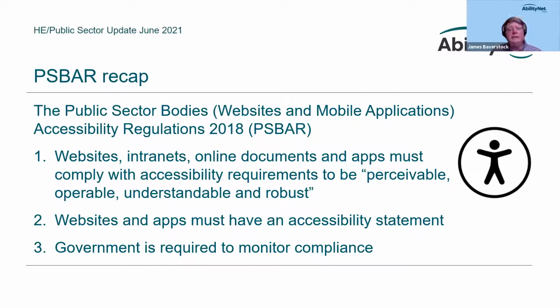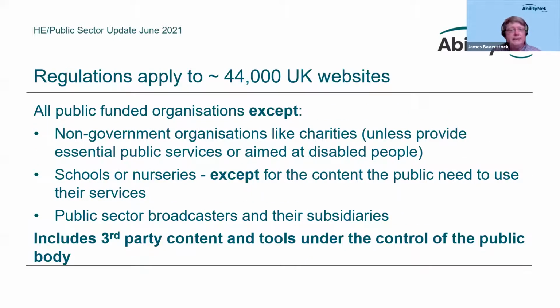And the regulations apply to a lot of websites. So we're saying here about 44,000 UK websites, and it includes all public funded organisations except non-governmental organisations like charities, unless they provide essential public services or they're aimed at disabled people, schools or nurseries, except for the content the public need to use their services, and public sector broadcasters and their subsidiaries.